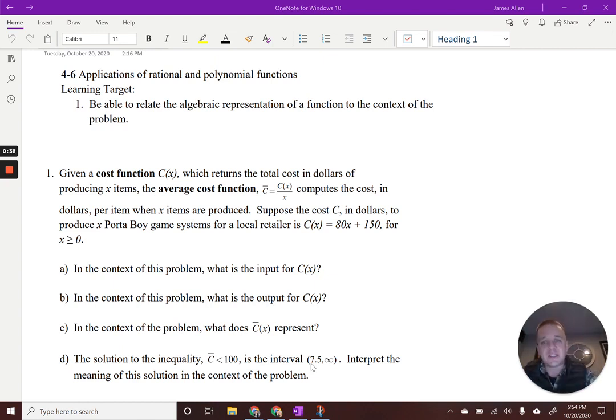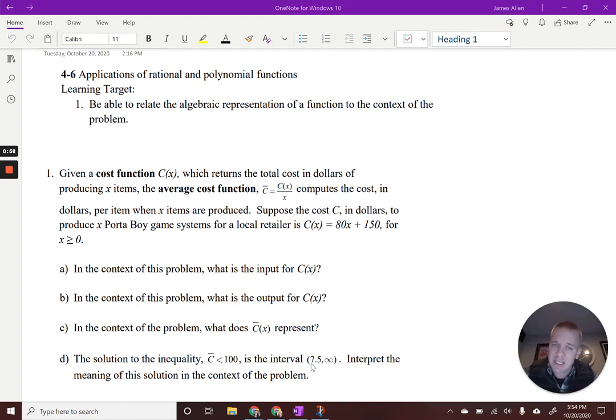Given a cost function, C of x, which returns the total cost in dollars of producing x items, the average cost function, C bar, equals C of x over x, computes the cost in dollars per item when x items are produced. Hefty sentence there.